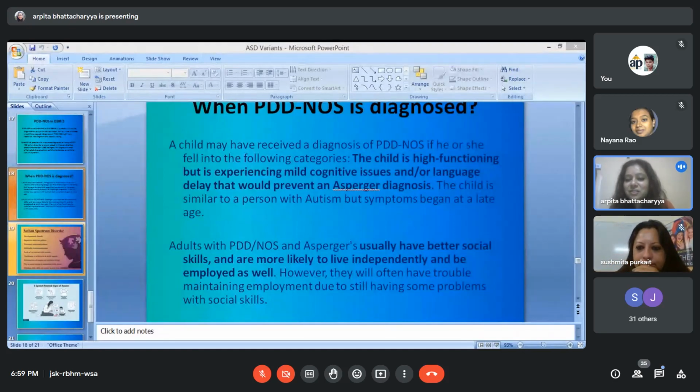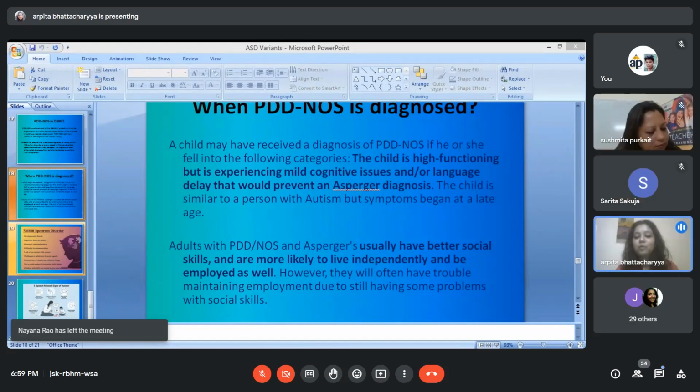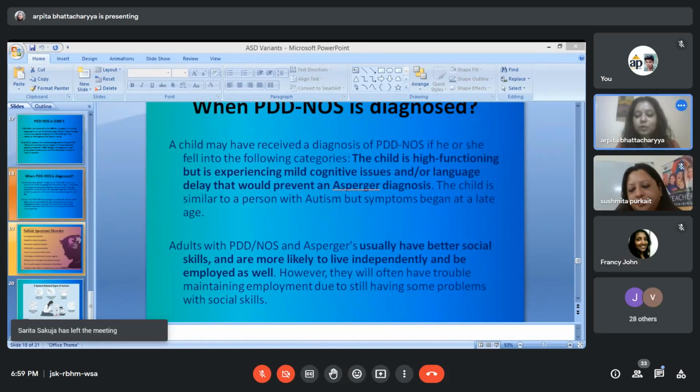To say we all have a certain level of disorder is not politically correct. But we can say that we can have some features, you know, but not disorder. As I said, and I want to repeat it 100 times, the intensity of the symptoms must be enough to be a hindrance to your daily living functionality. That is very important. Otherwise, no disorder can be diagnosed.